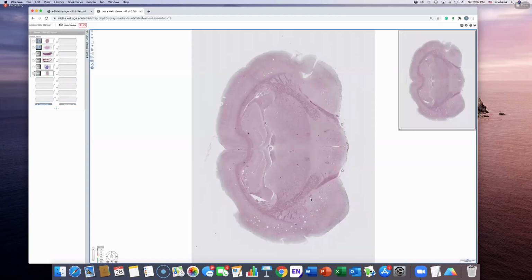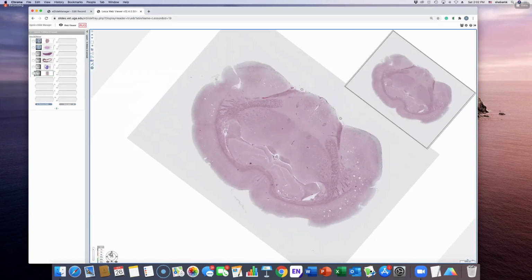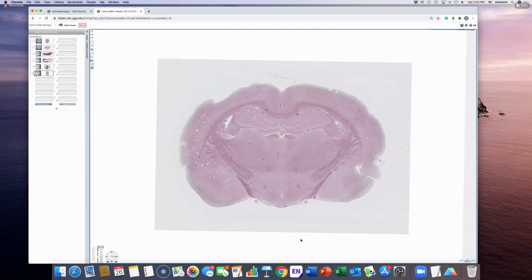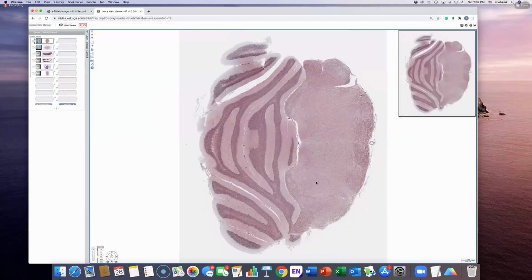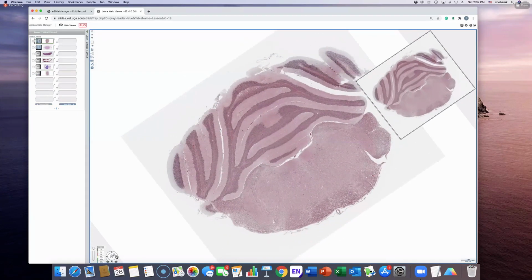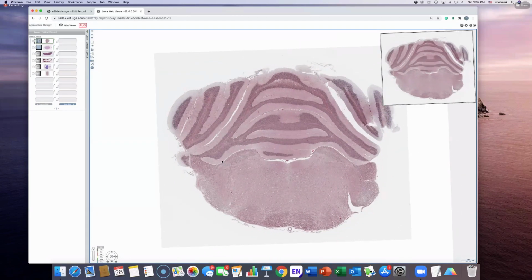So we looked at the different parts. This is the front part of the brain, the forebrain. Now let's go to the hindbrain. Here you have the brain stem, right here. And this is the cerebellum. What do we call these? The folia. Arbor vitae is what we call it, the tree of life, because it looks like a tree with branches.